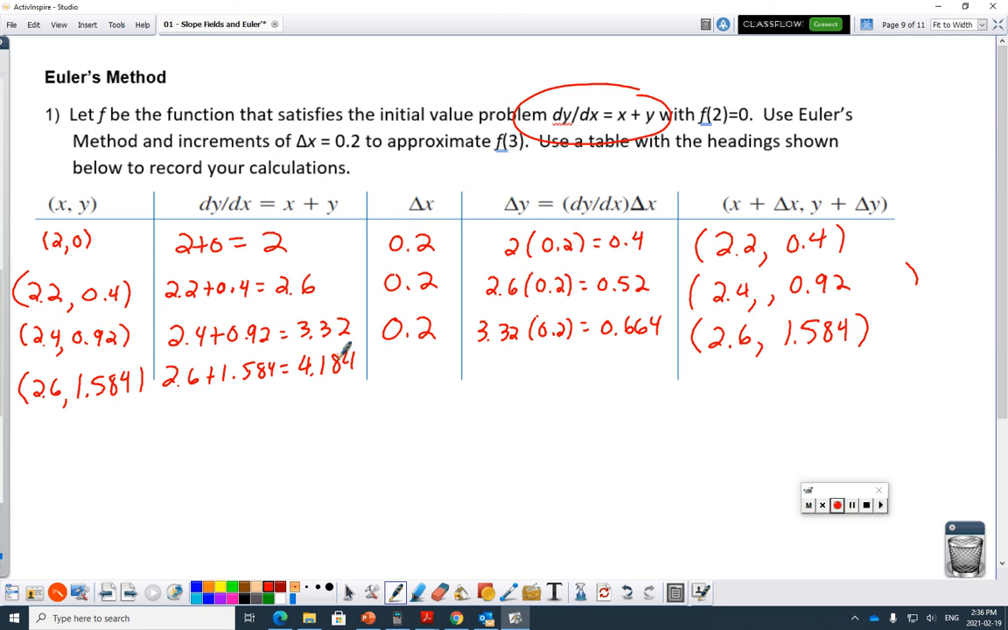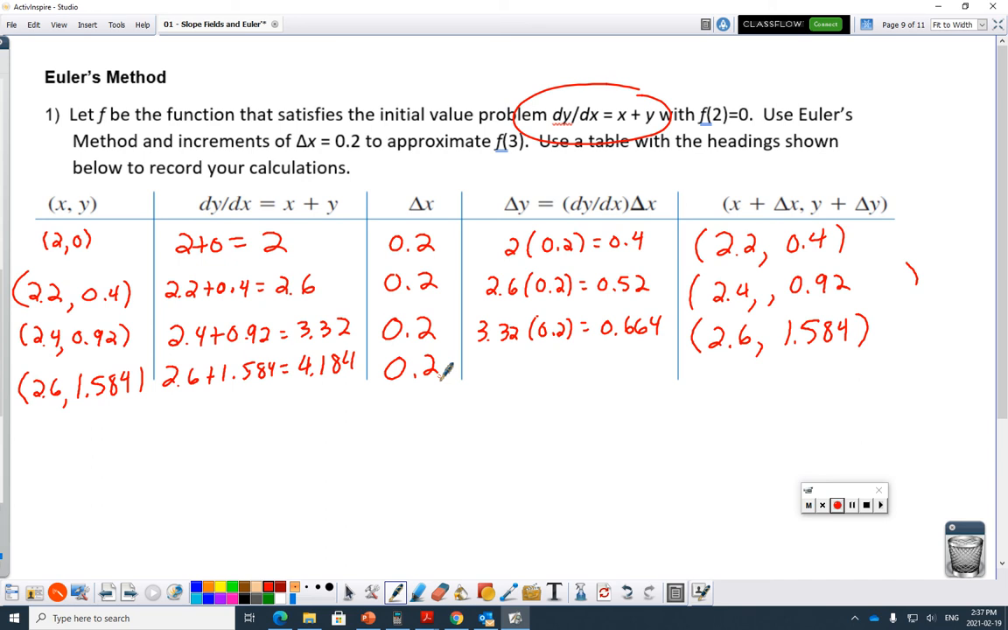And it's late in the day, so I better check these each as I go. Plus 2.6, 4.184. My delta x is 0.2. Now somebody else, tell me, before I get to the last line of this, how do I get the y value? I started at 2.6, 1.584. I know I want to go over 0.2. I know what the slope is. How do I then find how much I should go up in the y?